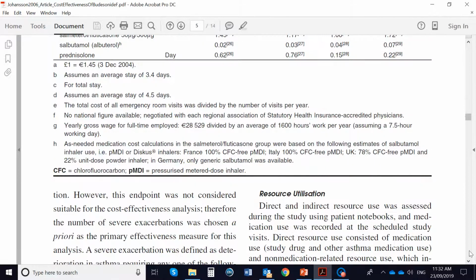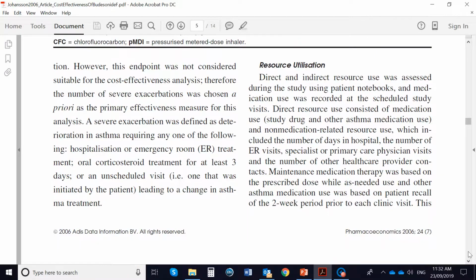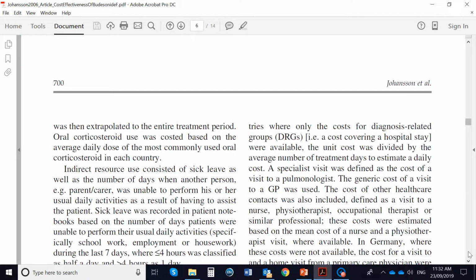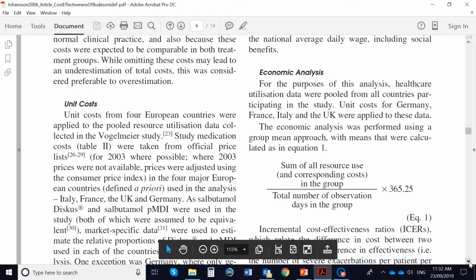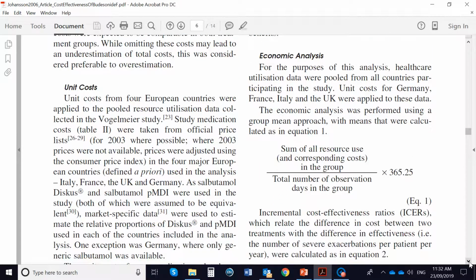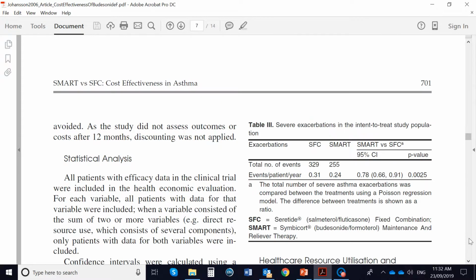So you look at all the definitions, direct and indirect cost. You look at the detail of the cost, and it seems like reasonably detailed cost. They also have unit cost, marginal cost. So basically they come up with the unit cost of each treatment option. They have different treatment options. They actually talk about how they calculate the economic analysis, how they do incremental cost effectiveness ratio.